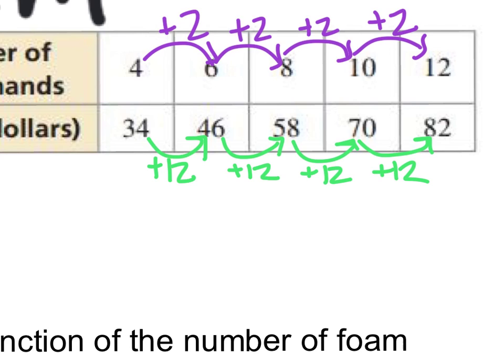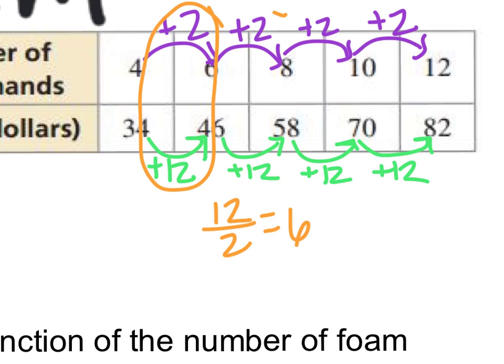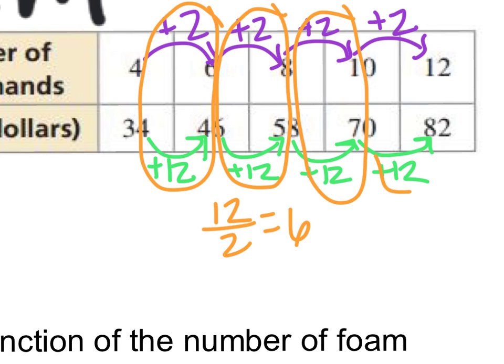So notice every time these numbers were the same and these numbers were the same, so that was a good thing for us. But really and truly what matters is not that those numbers are the same. That helps us because it makes life easy, but what matters is that when you divide this change in y by the change in x, you should always get the same thing. So if I do 12 divided by 2, I'm going to get 6, and it's not going to matter which one I pick, I'm always going to get 6.